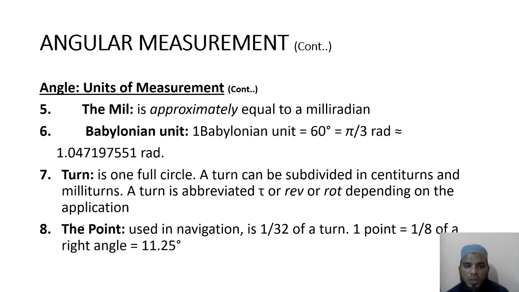The point used in navigation is 1 by 32 of a turn. That is, one complete turn is divided into 32 parts. Each point is equal to 1 by 8 of a right angle, which is 11.25 degrees.